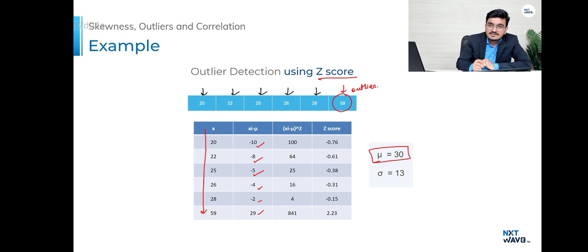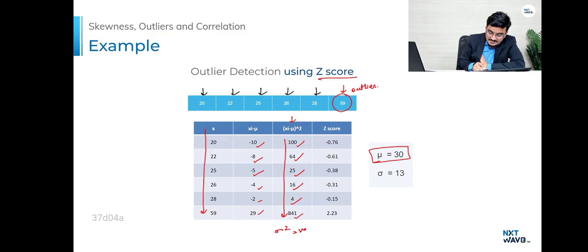Then we'll square all these differences, which will give us minus 10 square 100, minus 8 square 64, minus 5 square 25, minus 4 square 16, minus 2 square 4, and 29 square 841, right? The average of all these squared distances will be my sigma square, which is variance. Now the square root of variance will give me the standard deviation, and the standard deviation for this set is 13.